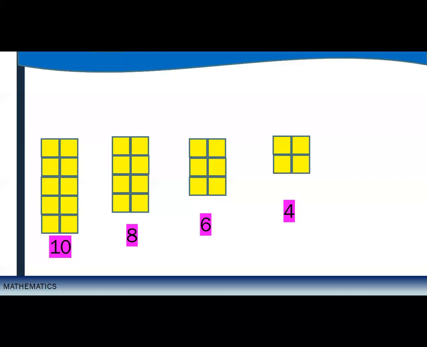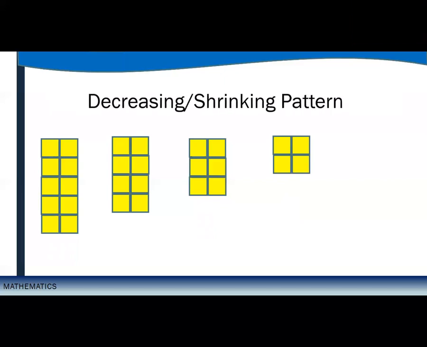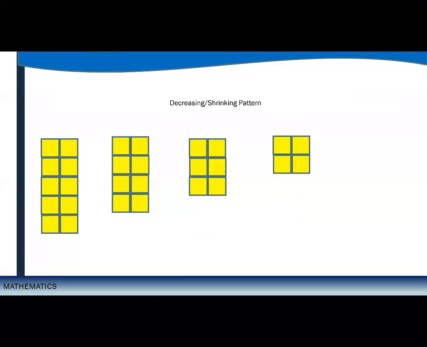Boys and girls, if you said each number is counting down by 2, that is brilliant. When the number of things in a pattern goes down each time, we say the pattern is decreasing. Yes, and that's the third type of pattern. Look at it decreasing, it's just shrinking. So another name for a decreasing pattern is a shrinking pattern. When something decreases, it shrinks, or we say it gets smaller.